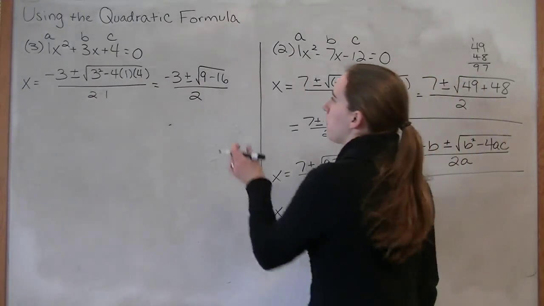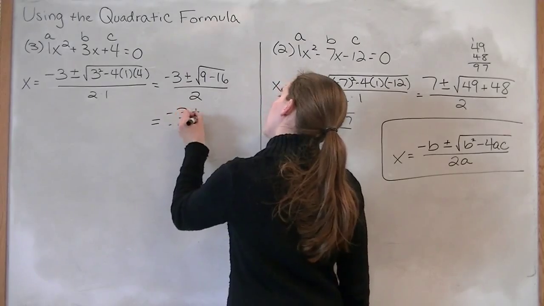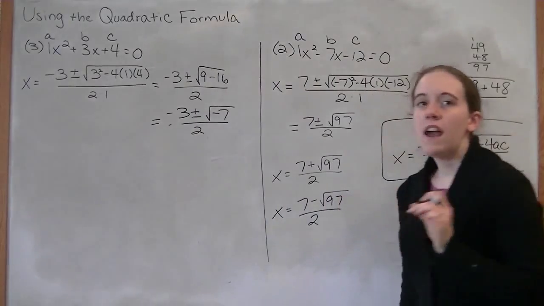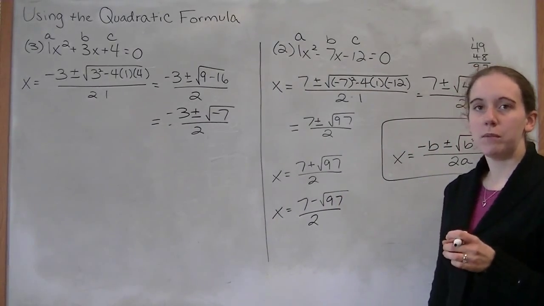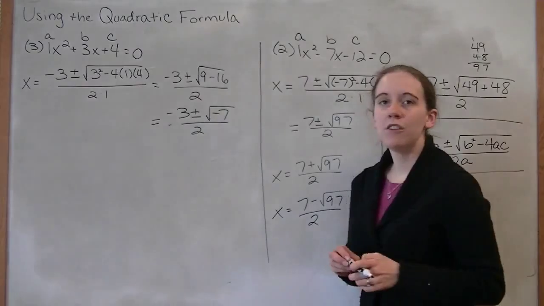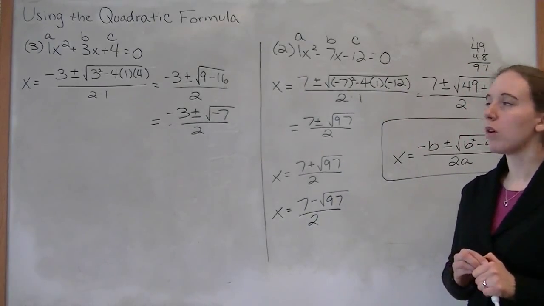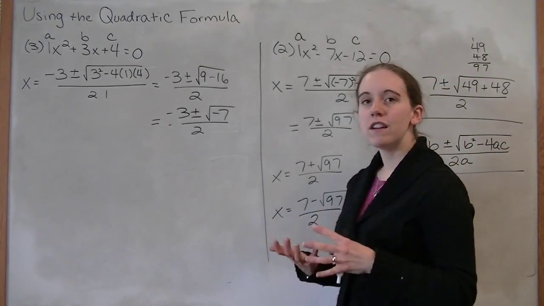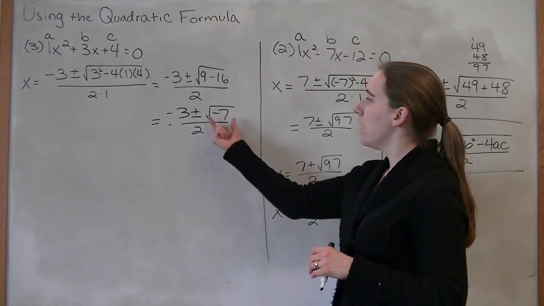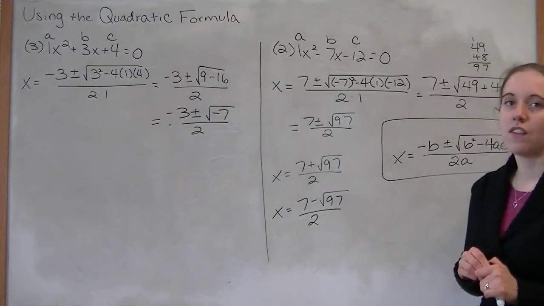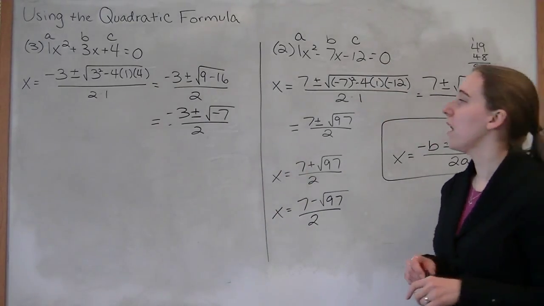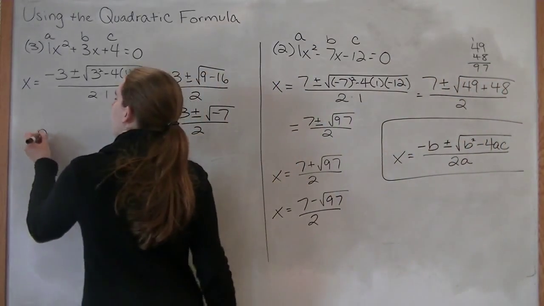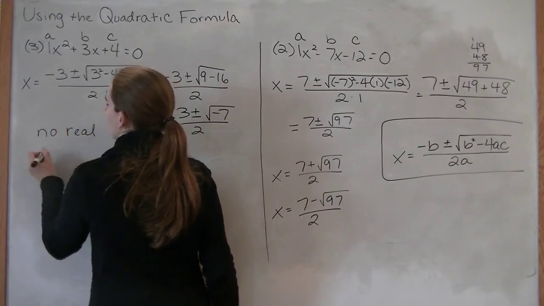And if we keep going, if we subtract, we get negative 3 plus or minus the square root of negative 7 over 2. Now, looking at this, it seems we have a problem. The square root of a negative number is not a real number, and we're only talking about real numbers right now. So there are actually no real solutions to this quadratic because I got that negative 7 inside the square root. That's going to make both of my solutions imaginary, which we're not worried about now. So we're just going to say that this has no real solutions.